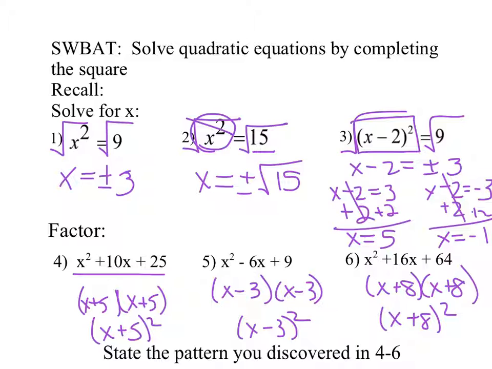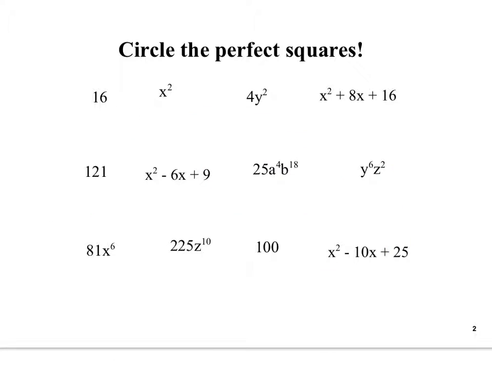So the pattern I hope you saw in these three is that this number is this number halved, and you square it to get that one. So this is half square, half square, and that's a big concept also with completing the square. So let's get to it.